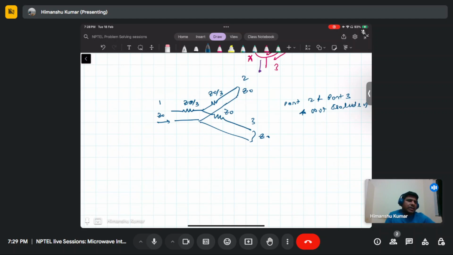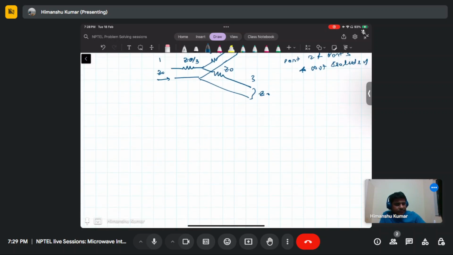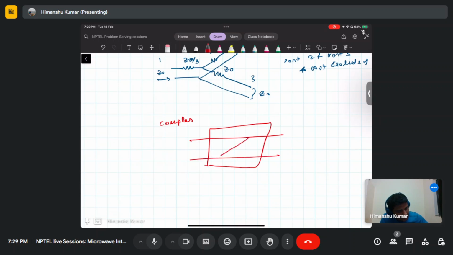So these are a few examples of 3 port devices. The other 4 port devices are couplers. An example is the normal 4 port coupler. Suppose this is one, this is two, this is three, this is four. One to three transmission will take place. One to four will be a coupled port.